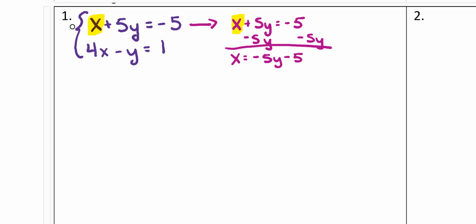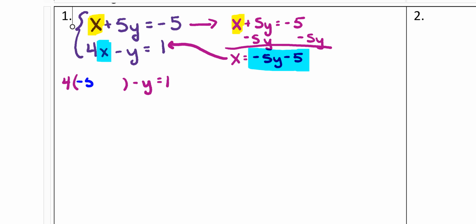Once the x is by itself, we're going to plug it back into the equation we didn't use. So wherever there is an x, we're going to plug this expression right here. So that means we're going to have 4 times some expression minus y equals 1. And again, that expression is -5y minus 5. Just as before, we're going to distribute this out. So -20y minus 20 minus y equals 1.